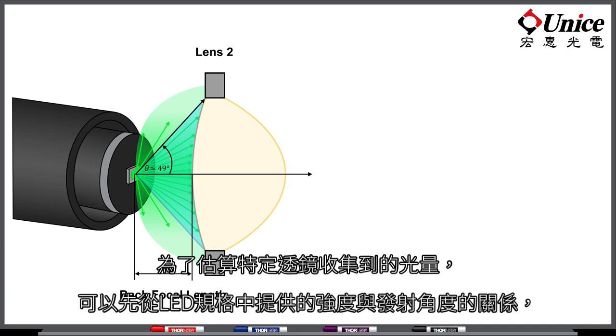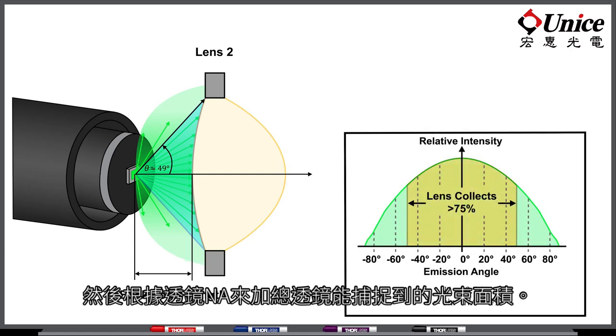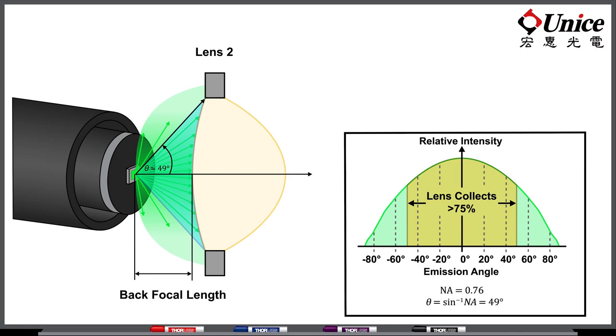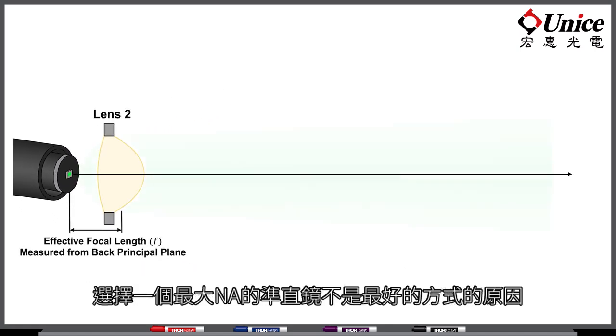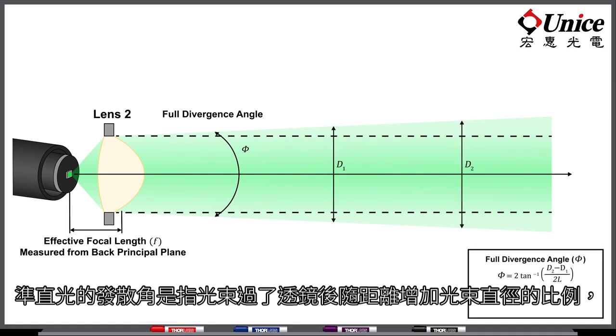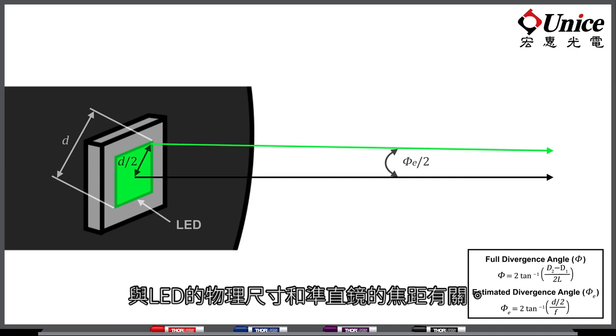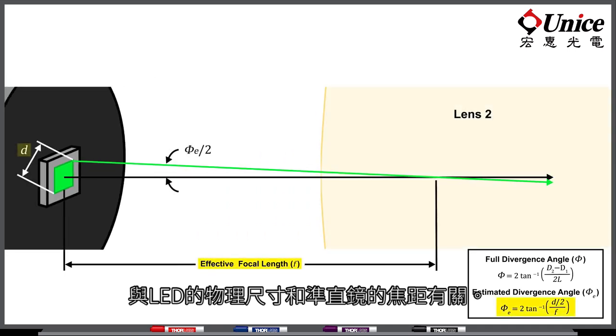To estimate the amount of light collected by a particular lens, start with the intensity versus emission angle provided with the LED, and sum over the area of the beam captured by the lens based on the NA. One reason that choosing a collimating lens with the highest NA may not be the best approach is that optimizing the power collection does not take into account the collimated beam's divergence. The divergence of the collimated beam describes the rate at which the beam diameter increases with distance after passing through the lens, and depends on the physical dimensions of the LED and focal length of the collimating lens.